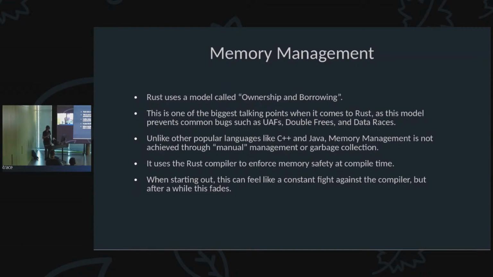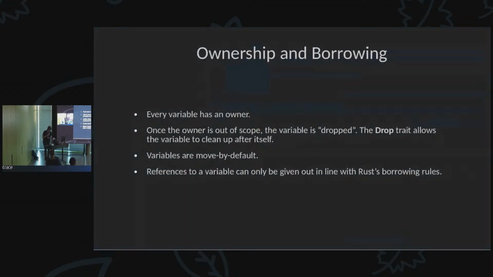The Rust compiler enforces memory safety at compile time this way, using a few rules. Every variable has an owner, and that owner has a scope. When the variable goes out of scope, the variable is dropped, and a certain trait allows the variable to clean up after itself if necessary. The default implementation simply moves the value into a scope and then leaves the scope. Variables are also moved by default, and references to a variable can only be given out in line with Rust's borrowing rules.